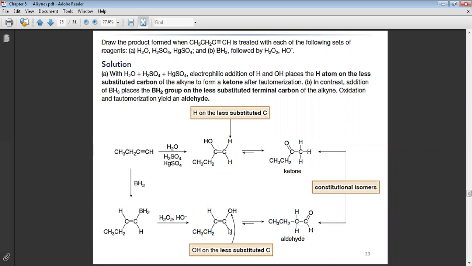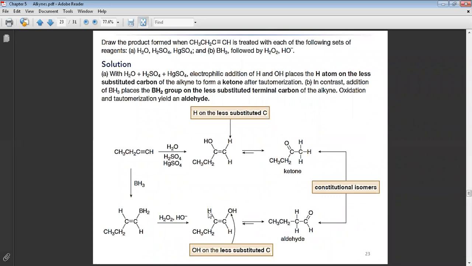This compound, after oxidation, gives you the enol form. Look, the hydroxyl group is on this carbon, not on this carbon, exactly the opposite of the previous compound. Reverse to the Markovnikov rule. Now, is the enol form stable? No, not stable. It will give you the keto form.